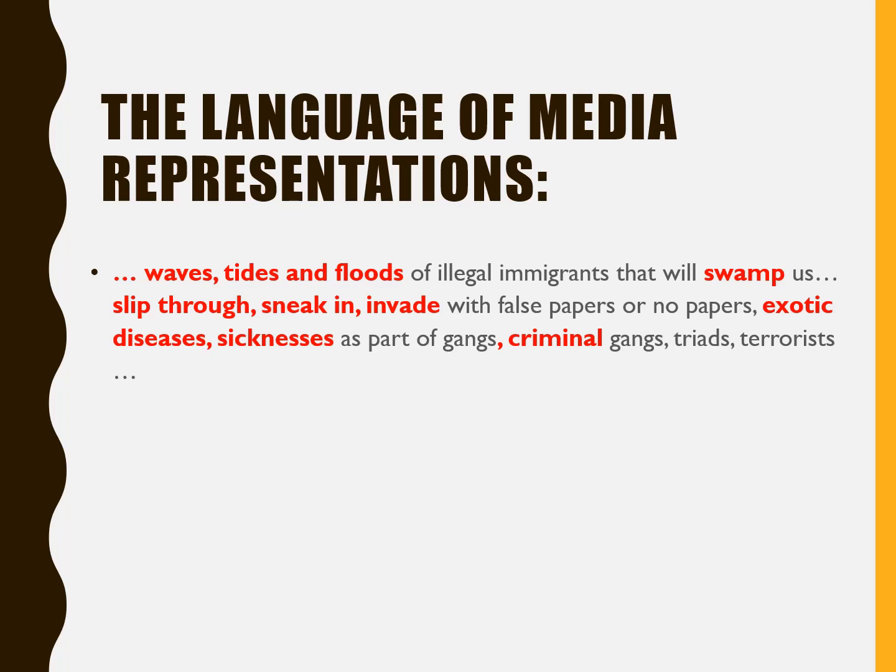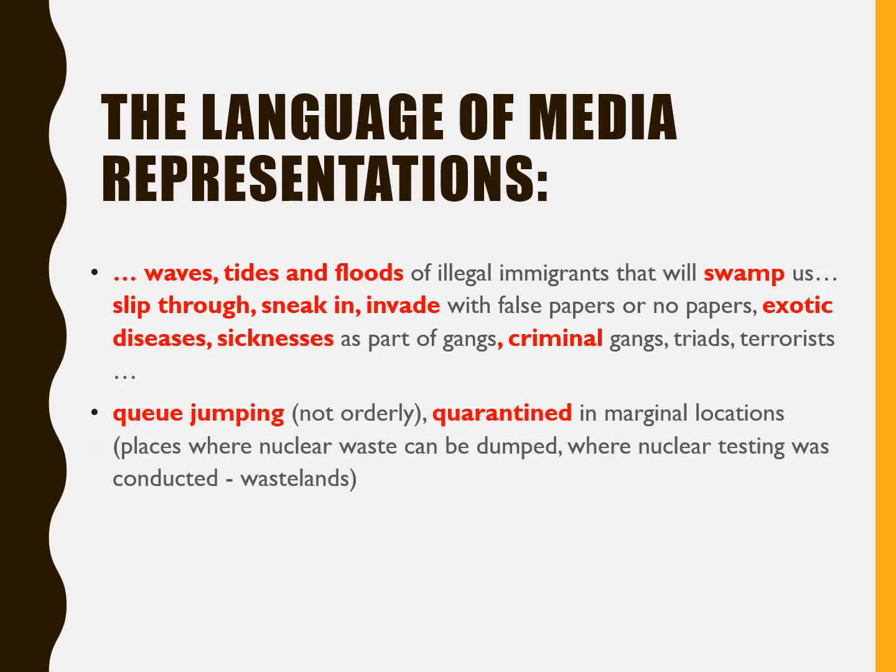So there's the languages of waves and tides and floods of illegal immigrants that will swamp us, slip through, sneak in, invade, particularly with false papers or no papers, having exotic diseases and sicknesses, being criminals or gangs or terrorists, and that idea of queue jumping that we were talking about last week, so not being orderly, quarantined, then in marginal locations, sometimes in places where nuclear waste has been or can be dumped, where nuclear testing was conducted in the wastelands, and including offshore and away from Australia in Manus Island.